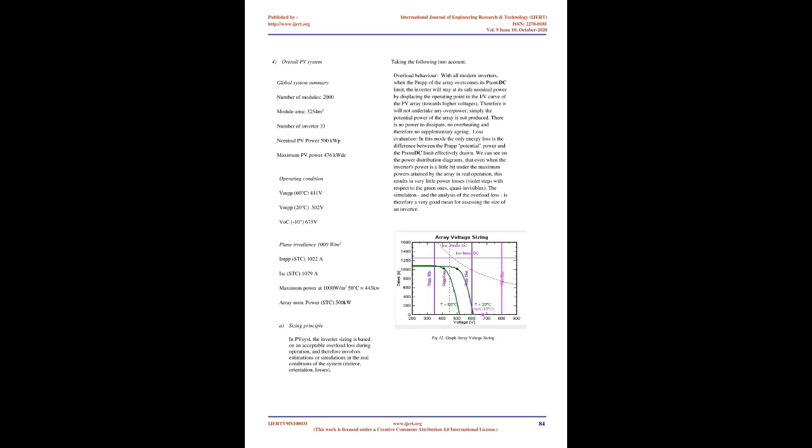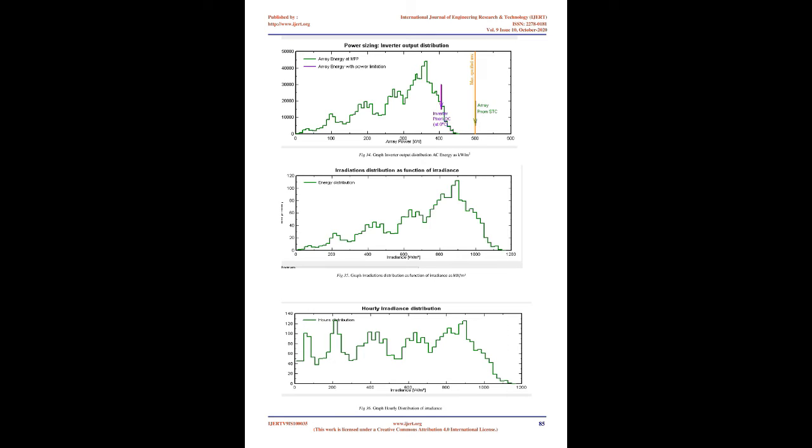Overload behavior. With all modern inverters, when the PMPP of the array overcomes its PNOM DC limit, the inverter will stay at its safe nominal power by displacing the operating point in the I/V curve of the PV array, towards higher voltages. Therefore it will not undertake any overpower, simply the potential power of the array is not produced. There is no power to dissipate, no overheating and therefore no supplementary aging.